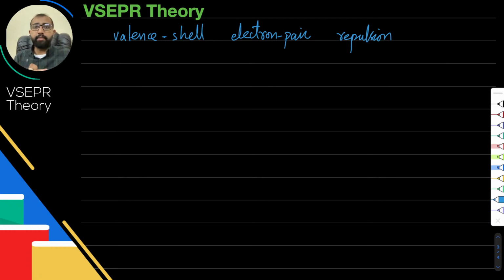So we have valence shell, we're only focusing on that. Electron pairs, so we're not taking individual electrons, we're taking them as pairs, because remember, bonding is all about electron pairs being formed. Repulsion, them repelling each other, pushing each other away, making the molecule bigger or wider, and that is what VSEPR is all about. So we're trying to understand that.